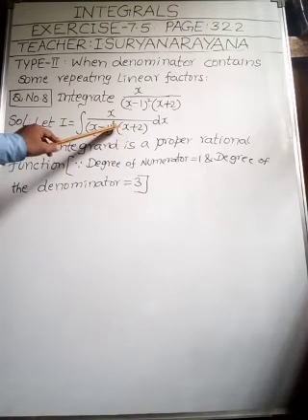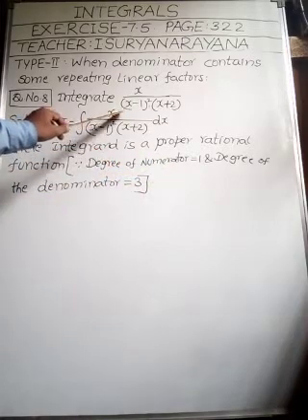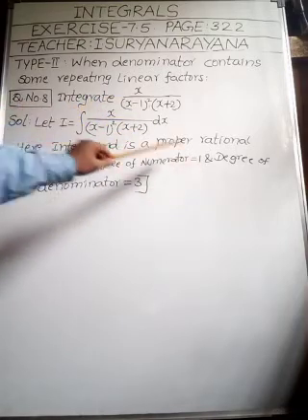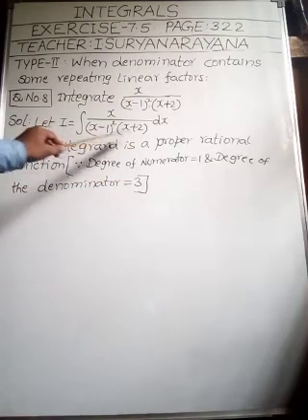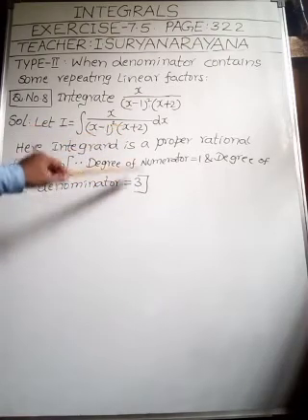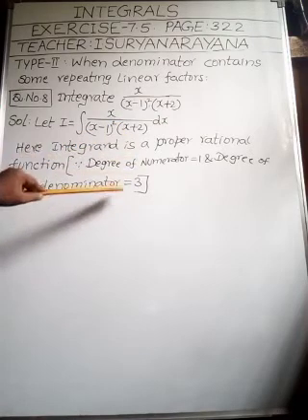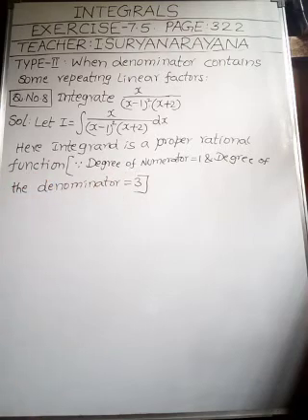Don't be confused here, my children. That is why I wrote here clearly: degree of the numerator is 1. The highest power of x, the highest exponent of x, is 1. So the degree of the numerator is 1. The degree of the denominator is 3. Don't be confused. Not 2. 3 only. Okay, my children, understood this point? Right. So it is a proper rational function. So only for proper rational functions can we write partial fractions.